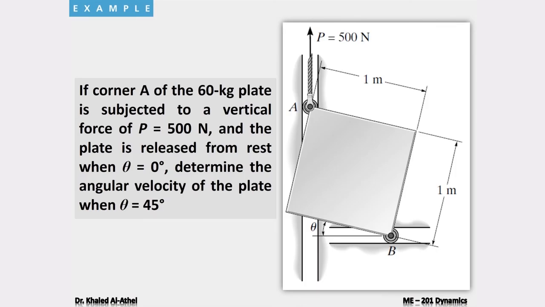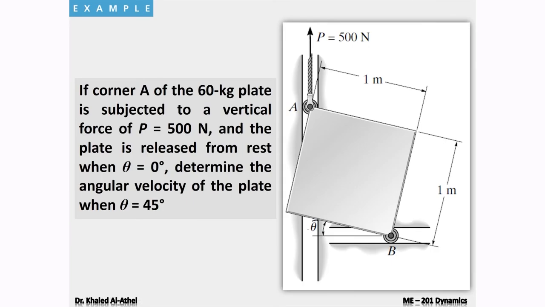Now, the second problem that we have: if corner A of the 60 kilogram plate is subjected to a vertical force of 500 Newton and the plate is released from rest when theta equals 0, find the angular velocity of the plate when theta equals 45.